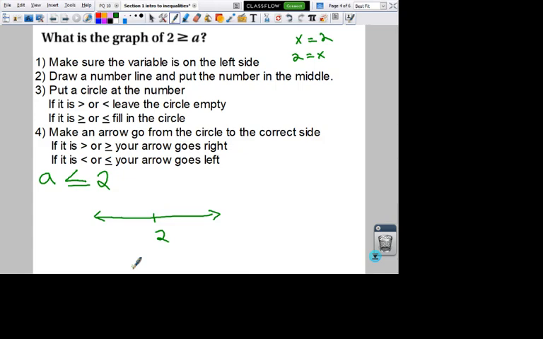I drew my number line, and I'm going to put this number 2 in the middle, where my graph is going to start. And then, to help me with my number line, I'm going to put 2 more numbers on it, one smaller, one bigger. So 1, 2, and then 3. So 1, 2, 3 is fine.